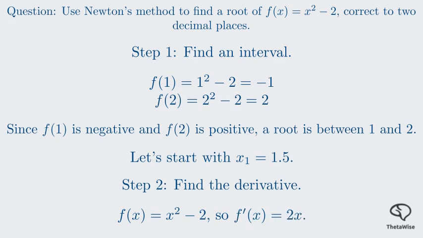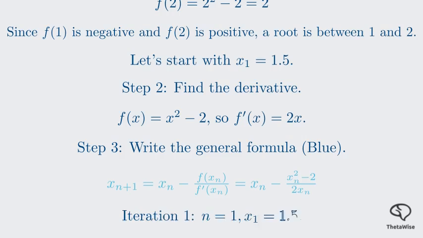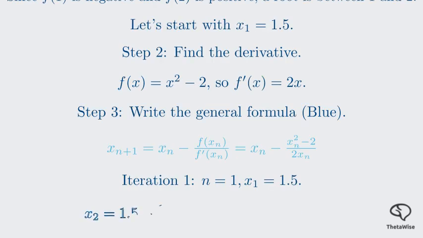Now we can write down our formula. Let's make it more general for any step n. The formula for finding the next approximation, x sub n plus 1, from the current one, x sub n, is x sub n minus x sub n squared minus 2, all over 2x sub n. We'll start with n equals 1, using our first guess x1 equals 1.5. Plugging in 1.5 for x1, we get 1.5 minus 0.25 divided by 3, which calculates to approximately 1.4167. This is our second guess, x2.